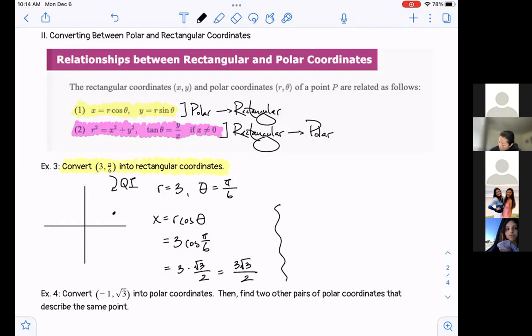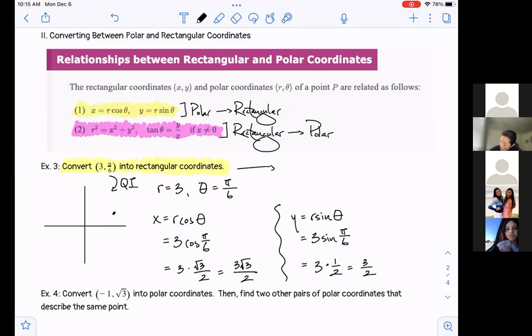Now let's go ahead and find the y coordinate. Y equals r sine theta. So we're going to play a similar game. We'll have 3 times sine of pi over 6 this time. Now if we evaluate sine of pi over 6, what do we get? Yeah, we're going to get 1/2. And so we're going to get 3/2 for our y coordinate.